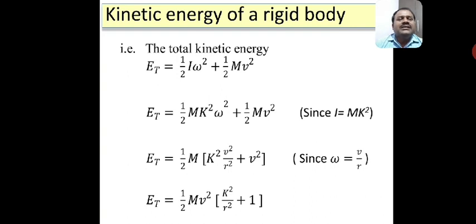So now in these two terms we have half and m as common. So therefore we get k square into omega square, which can be written as v square by r square, plus v square. Again we have v square as common. Therefore, Et is equal to half mv square into (k square by r square plus 1). So this expression gives us the total kinetic energy of the rigid body, which includes both rotational kinetic energy as well as the translational kinetic energy.